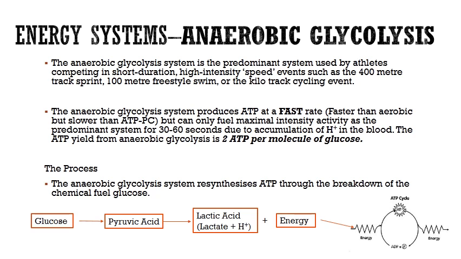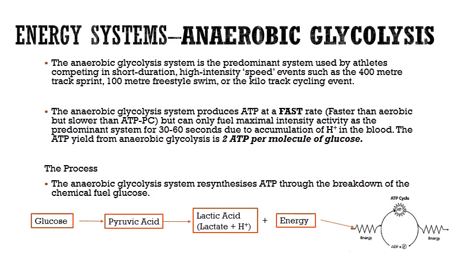So any high intensity activities lasting less than 10 seconds are predominantly fueled by ATP-PC. Any high intensity activities above VO2 max that last for over 10 seconds and up to about a minute are predominantly fueled by anaerobic glycolysis. So a 400 meter track sprint would be a perfect example. A good runner your age would do that between 50 and 60 seconds. Other examples are the 100 meter freestyle swim, or the 1 kilometer track cycling event.